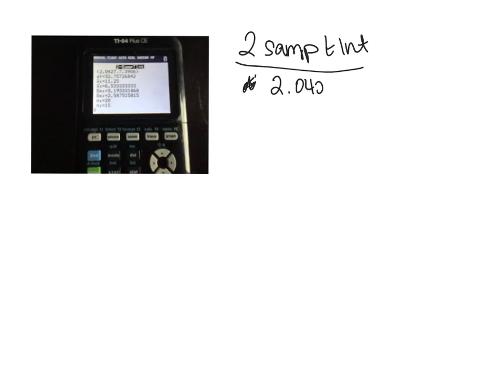Sorry, it's blurry. So we get 2-sample t interval, oops, I forgot to write it down: 2.0427, comma, 7.3906. Degrees of freedom, again, are 32.757.